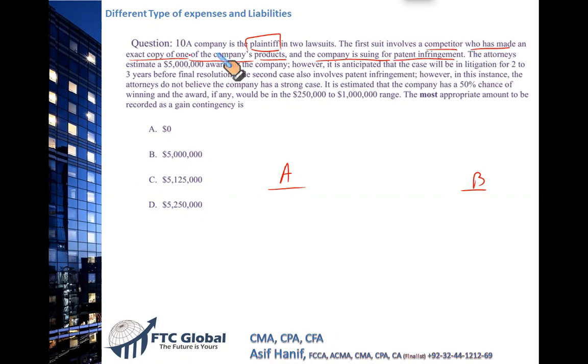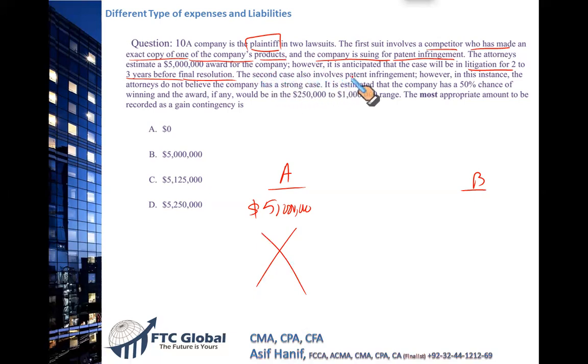Now, in the first case, the attorney estimates a 5 million award. This is the estimate. It's a gain contingency, by the way, because you are the plaintiff. For you, it's a gain. So a 5 million award for the company. However, it is anticipated that the case will be in litigation for 2 to 3 years before a final resolution. So the amount is given, but it is neither possible nor probable, and it is going to extend 2 to 3 years in the litigation process. We have just discussed that a gain is not recorded unless it is actually received. So we are not going to record any gain contingency. It may be disclosed in notes, but not recorded as a gain.